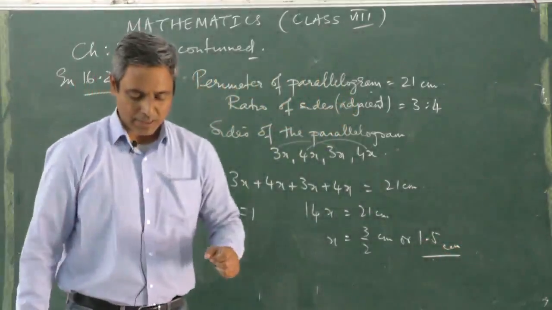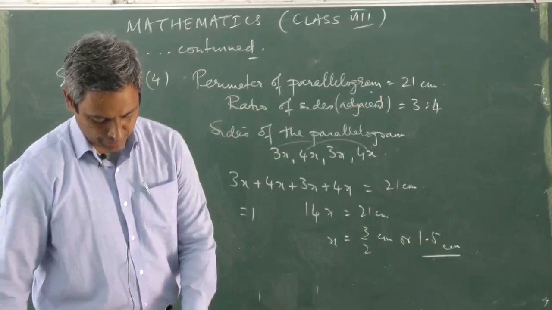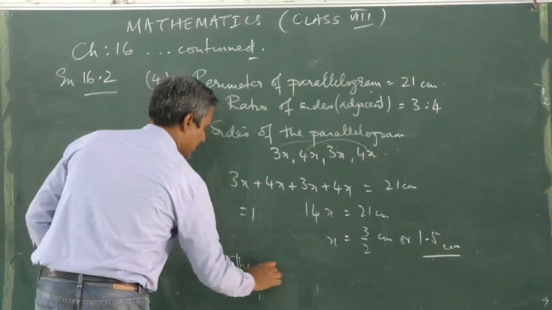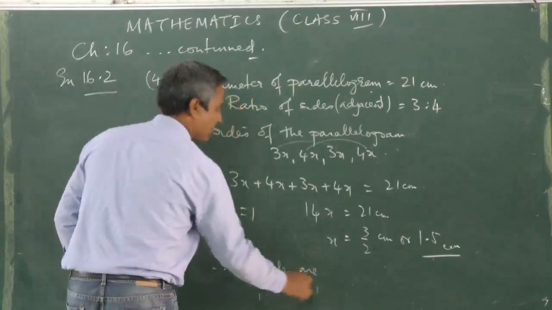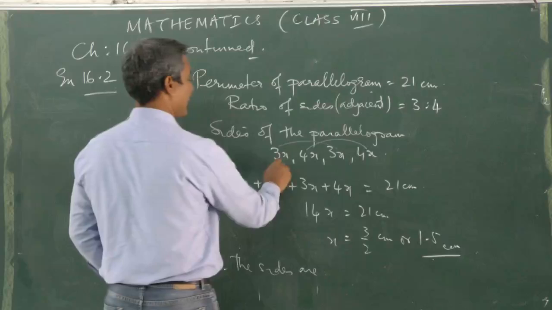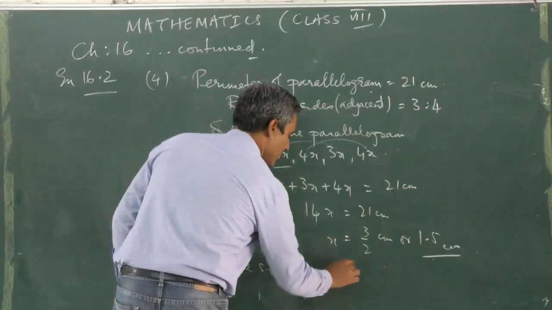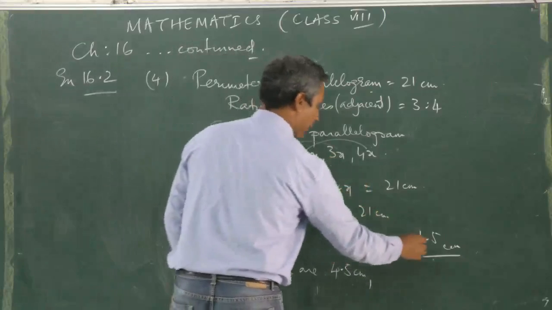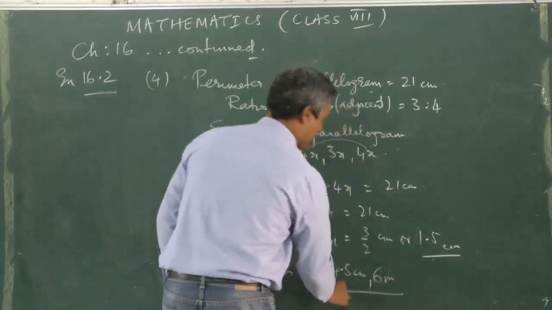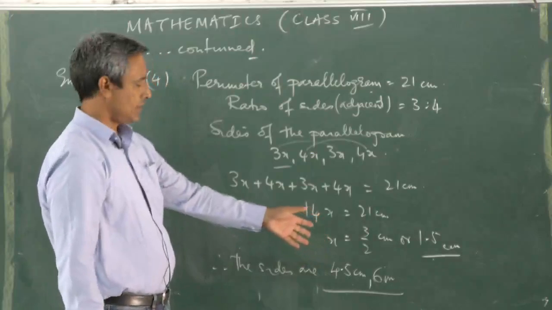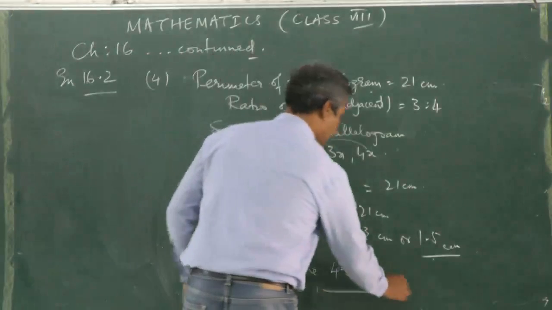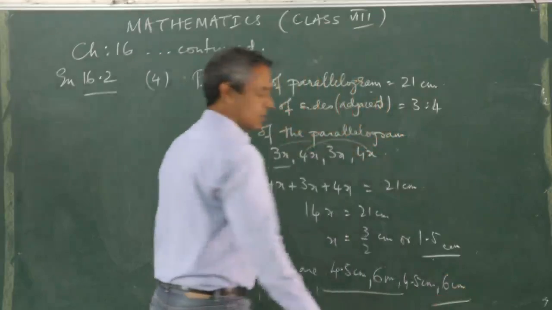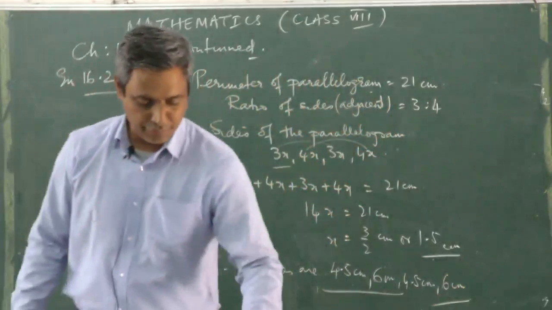Now once we know that, we can answer the question, find the sides. Therefore the sides are 3 into 1.5 centimeters, 4 into 1.5, 6 centimeters. These are the adjacent sides, and we know the opposite sides are equal. So that is your answer for question 4.